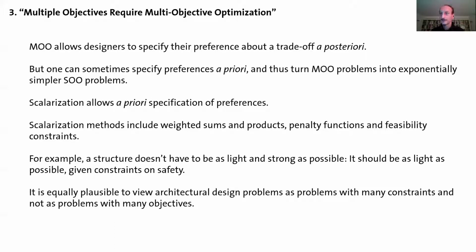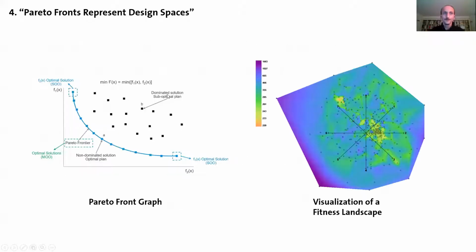And so one can argue how important that really is, and sometimes I think it is very well possible to define these preferences before the optimization begins. For example, in a structure design, you could say it should be as light as possible and as safe as possible, but you could just as well say it should be as light as possible while meeting a safety constraint. And building on that, I think it is quite plausible to say architectural design is about negotiating constraints. And this framing is just as plausible as saying it's about negotiating many problems that have many objectives, right? But then this different framing might suggest the use of different optimization methods. Number 4, Pareto fronts represent design spaces.